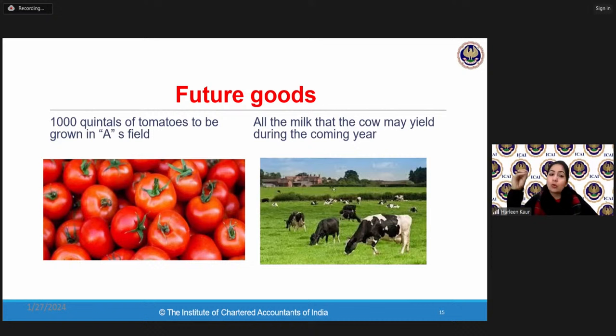So today I'm not selling it. Do I have the tomatoes today? No, ma'am. Do I have the milk that the cow has yielded as of now today? No, we are saying during the coming year. So the goods are yet to be manufactured. The goods yet to be produced are known as future goods. And future goods ke liye hum sale karenge ya agreement to sell karenge? For future goods, we will have sale or agreement to sell.